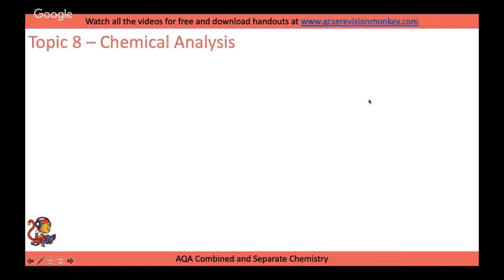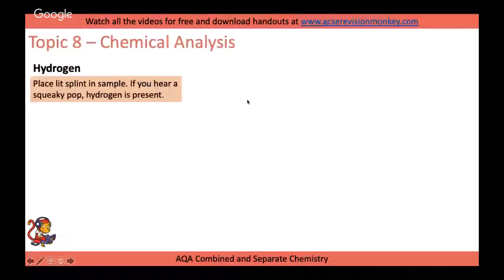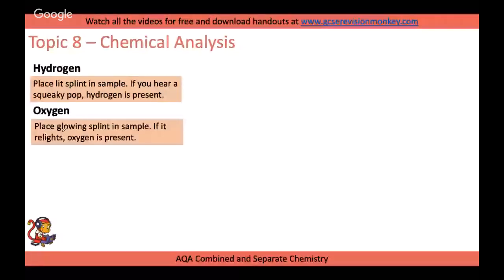So, chemical analysis. You need to know the test for some different gases. Hydrogen is one. If you put a lit splint in the sample and hear a squeaky pop, that means you've got hydrogen present. For oxygen, if you place a glowing splint in a sample, so you've lit it up and then blown it out so it's glowing slightly, it will relight if oxygen is present.